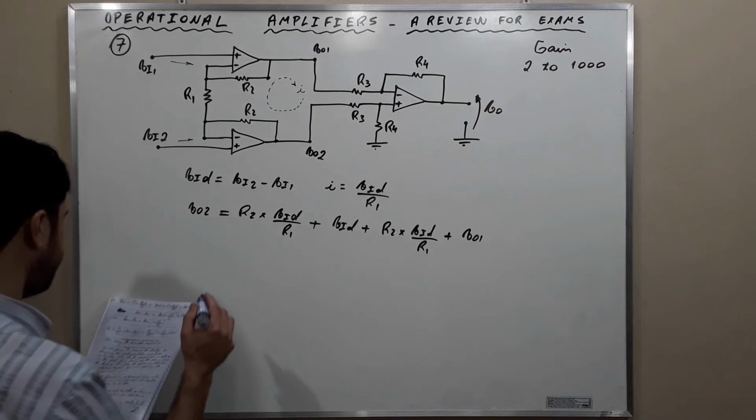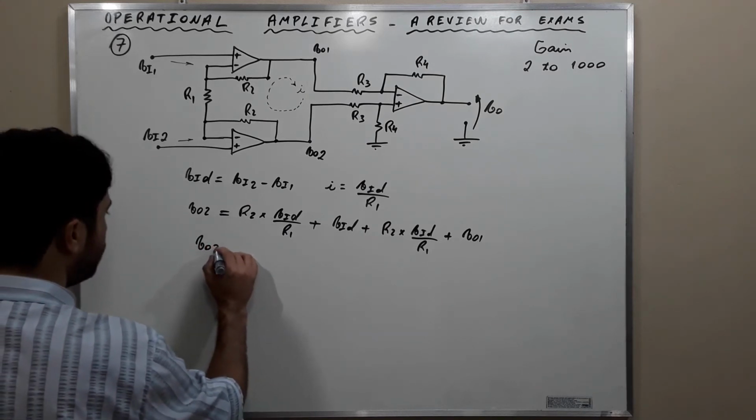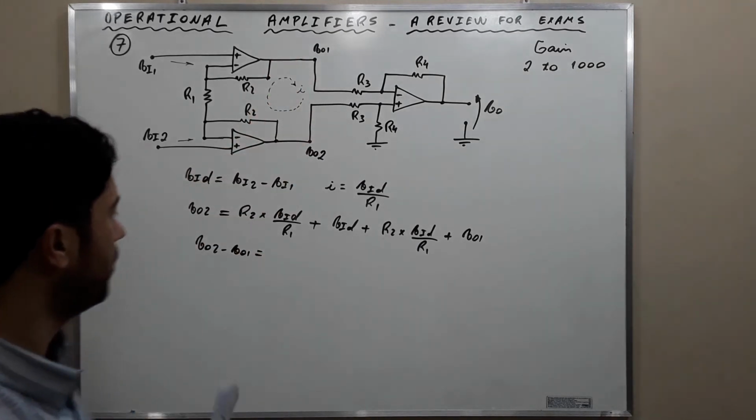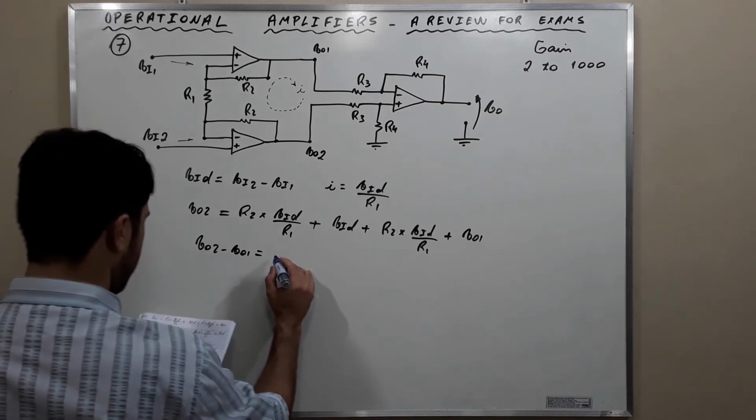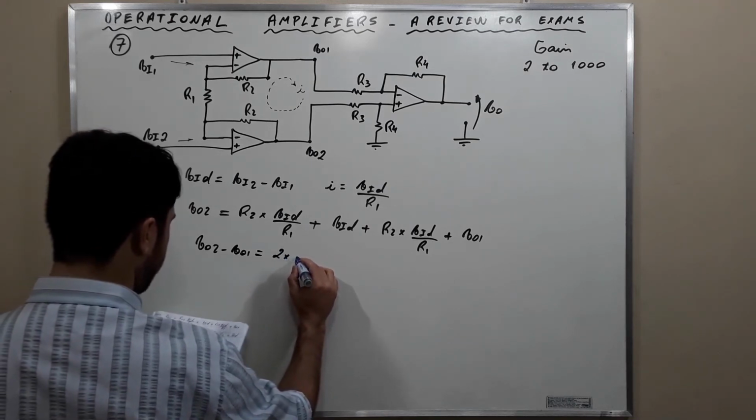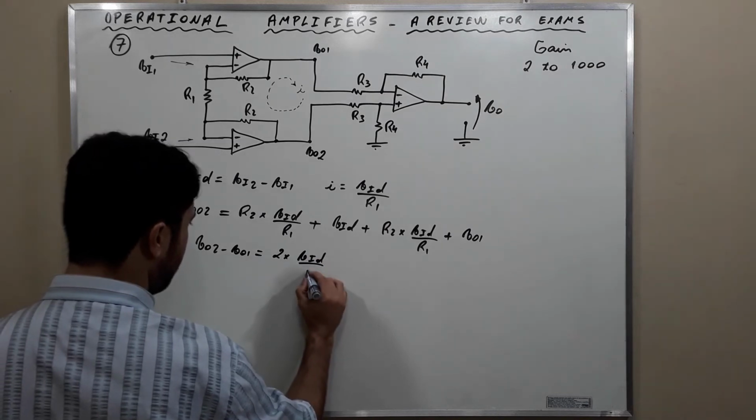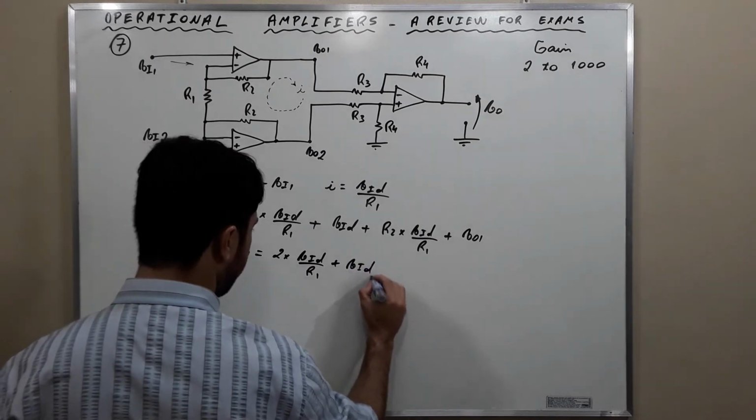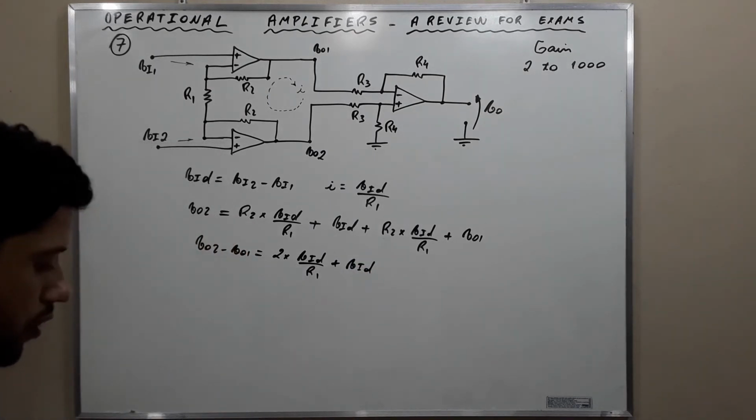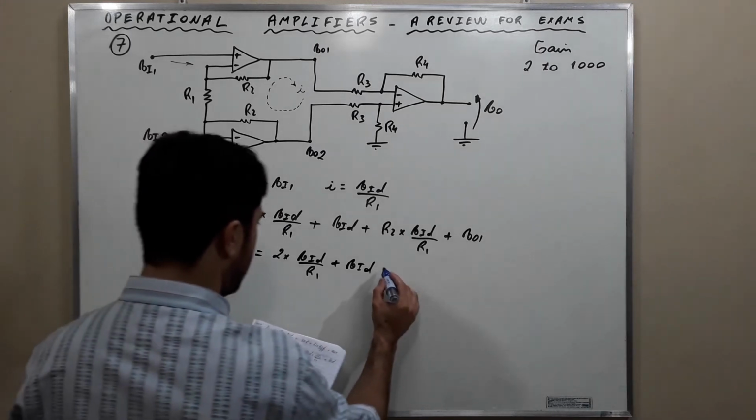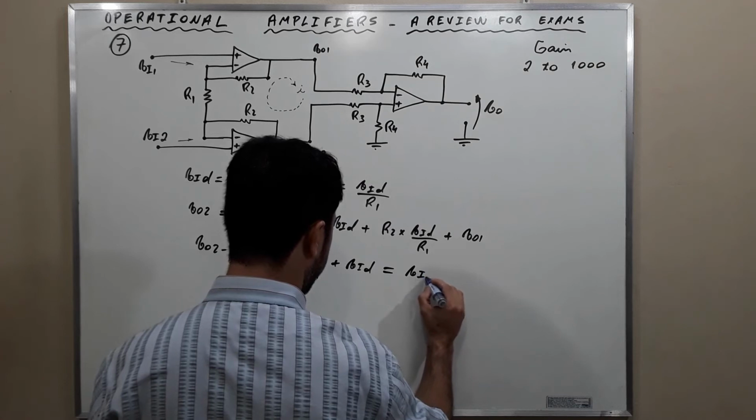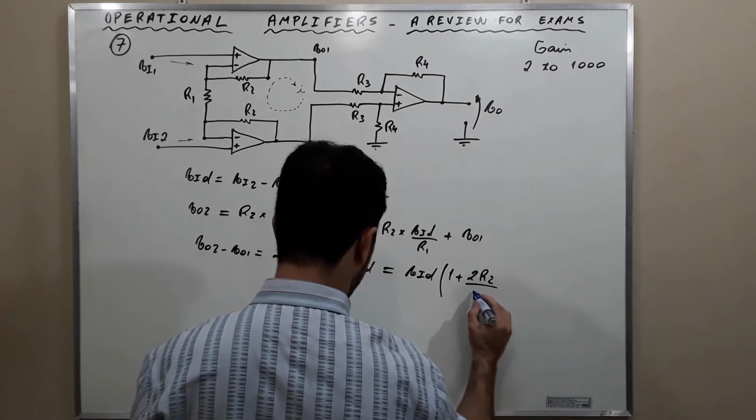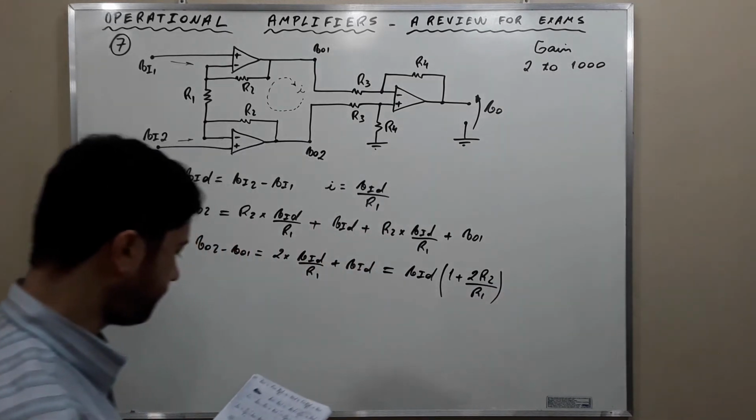And consequently, VO2 minus VO1, the difference here between these, is 2 times R2 times VID over R1 plus VID. Reducing a little bit more, we get the expression VID times 1 plus 2R2 divided by R1. Okay?